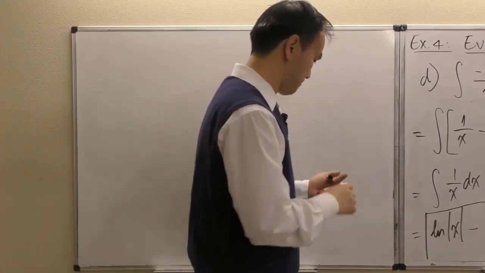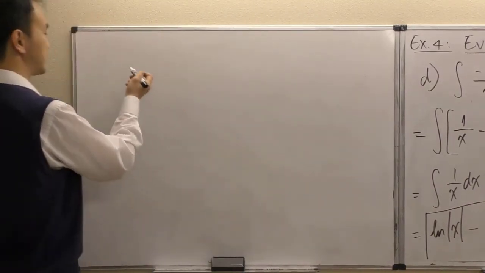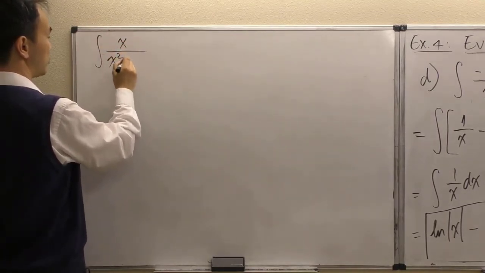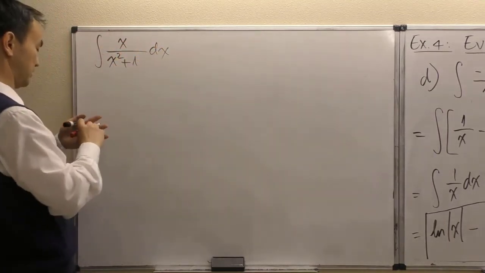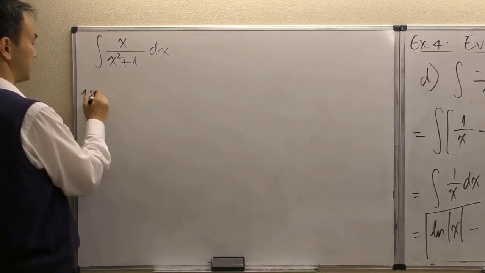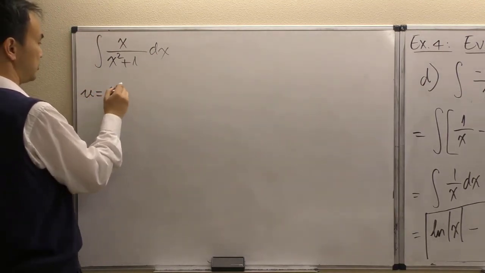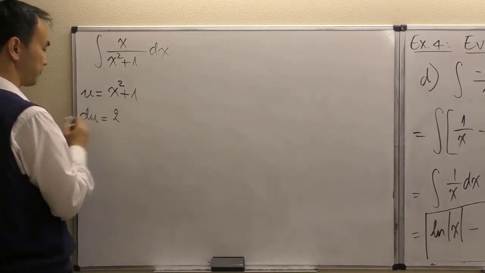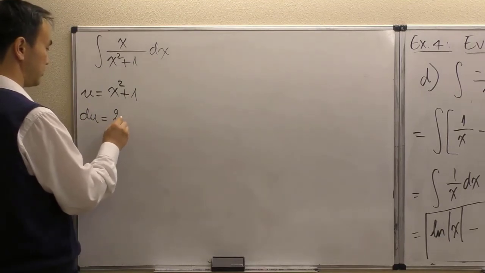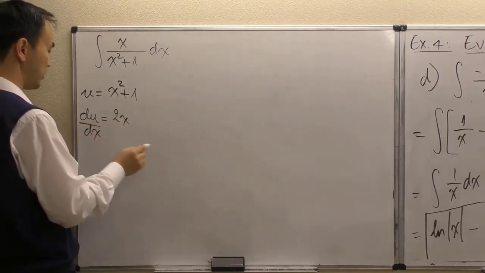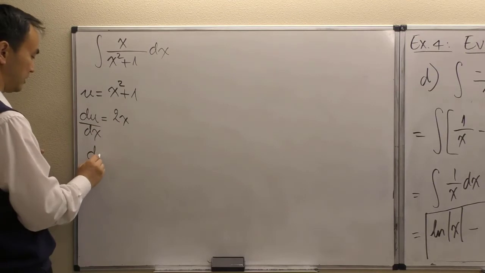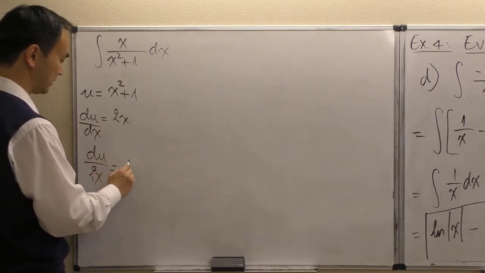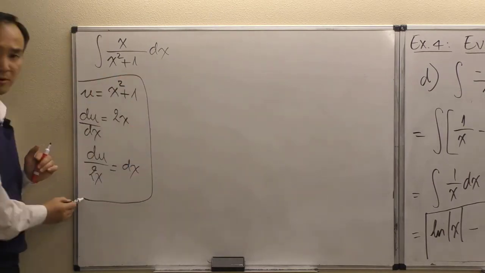All right, so for the one that we had, x over x squared plus 1, again I suggest that we take the substitution u for x squared plus 1. So du equals 2x dx, and we can rearrange this to become du over 2x equals dx. And that's the substitution part right there.